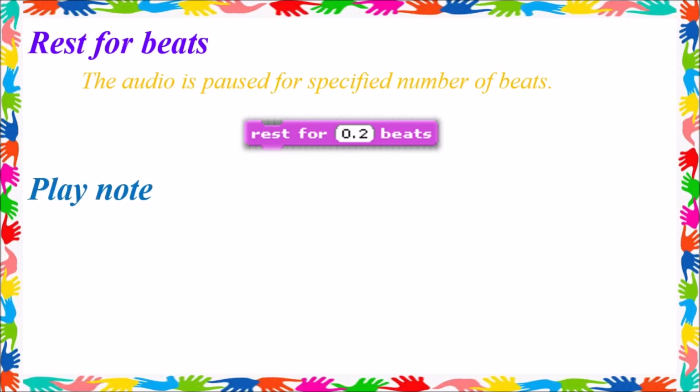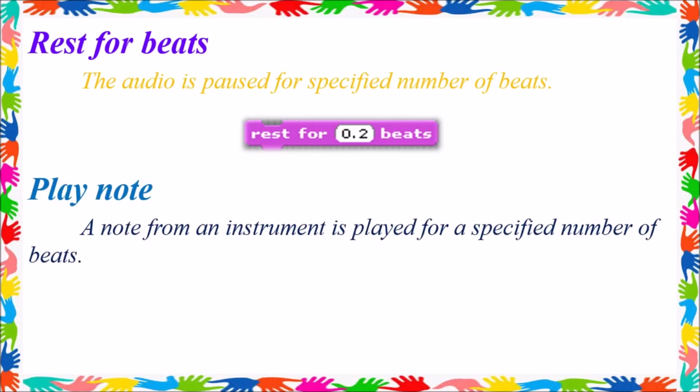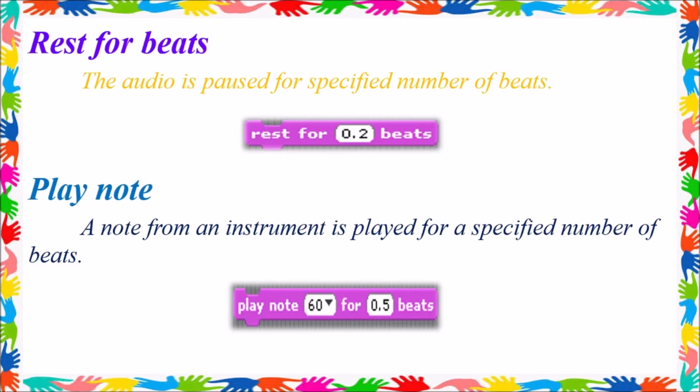Okay, now then next one, play notes. You can play the musical keyboard by selecting these notes. That is the play notes command. This is one of the sound blocks. A note from an instrument is played for a specific number of beats. If you want to play the keyboard notes for a specific number of beats, you use this play notes block. So this is the command for play notes.